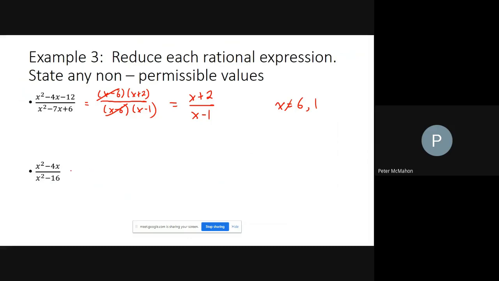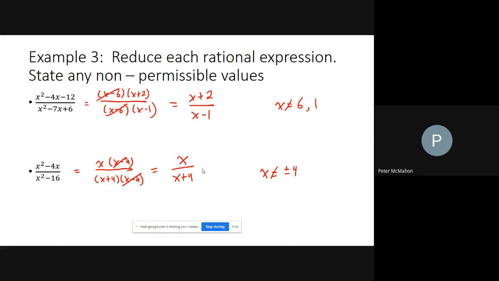Similarly, for x squared minus 4x over x squared minus 16, I'm going to factor everything. In the top, there's just a common factor of x that we can take out, giving x times x minus 4. The bottom is a difference of squares, which factors to x plus 4, x minus 4. I'm going to do my non-permissible values first: x cannot equal negative 4 or positive 4, plus or minus 4. And the x minus 4 factors cancel out, so it's x over x plus 4. This is my reduced version of this question.